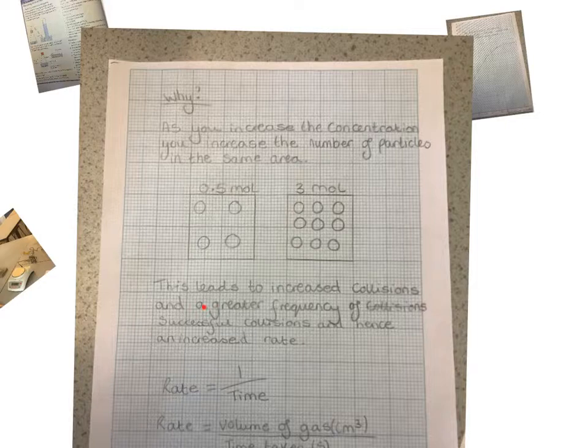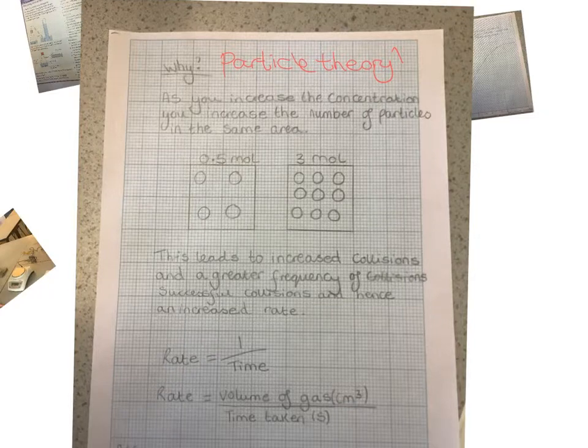This leads to an increased frequency of collisions and a greater frequency of successful collisions. Remember, particles are always colliding. It's the successful collisions that you want, and hence an increased rate of reaction. They might ask you to describe why that's happening in your graph. They might use the words particle theory. So if you see that, do not get concerned. You know what it is. You're just essentially writing out that paragraph there.